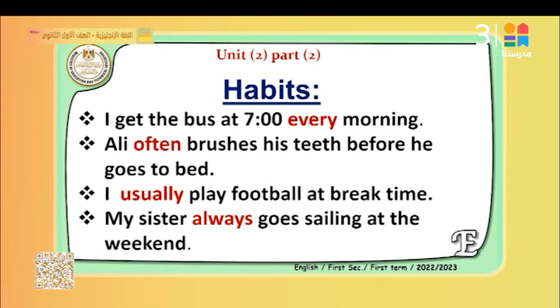Ali often brushes his teeth before he goes to bed. Here we have the word often, means from time to time, or sometimes he does this. I usually play football at the break time, means it's my habit to play football at the break time. My sister always goes sailing at the weekend, means it's her habit again. So here we have some keywords, remember them very well. Every, often, usually, always. These expressions give the meaning of habit. So we use the present simple tense.